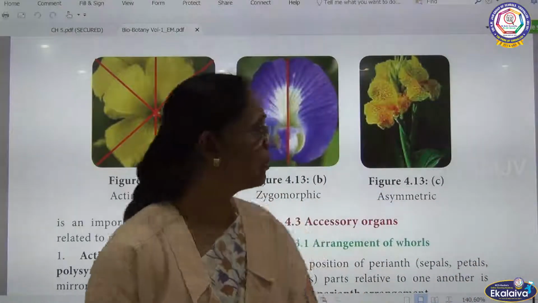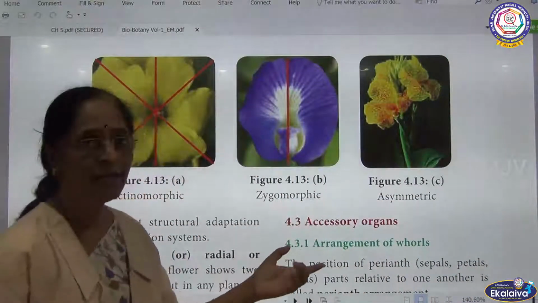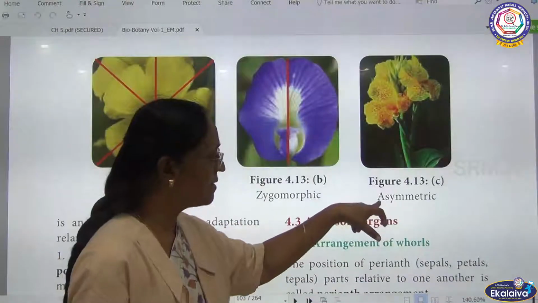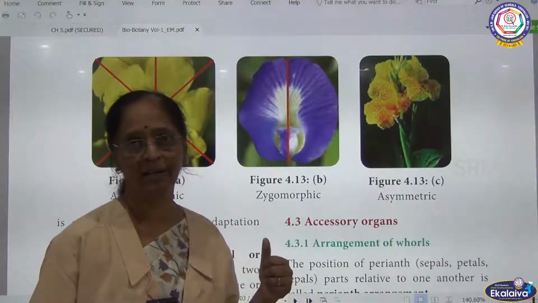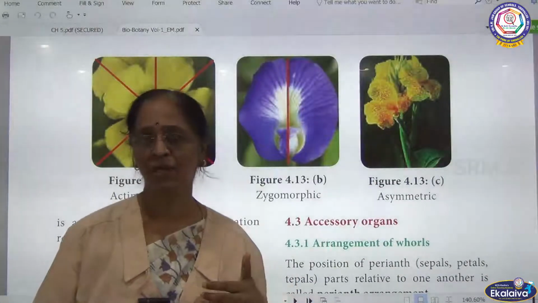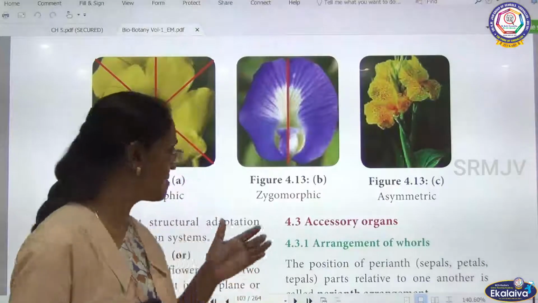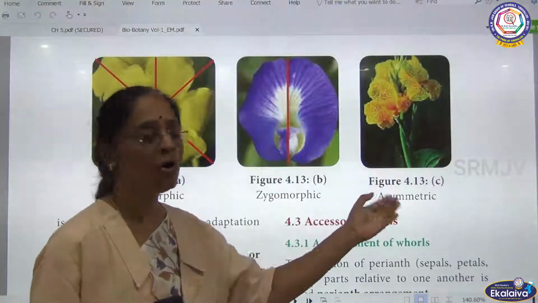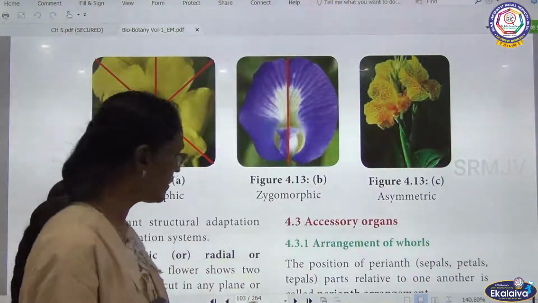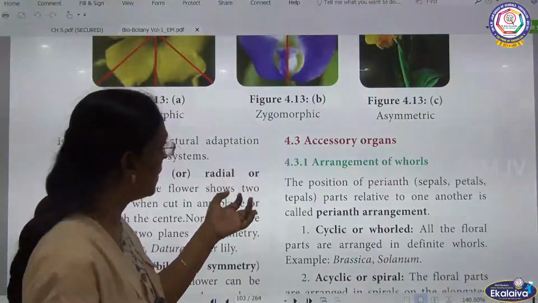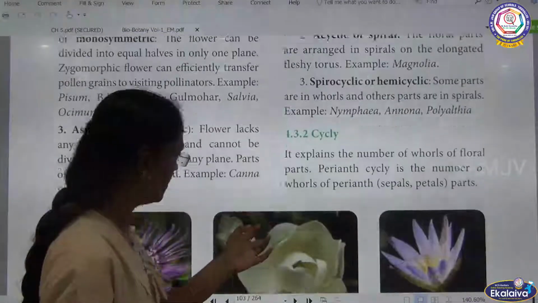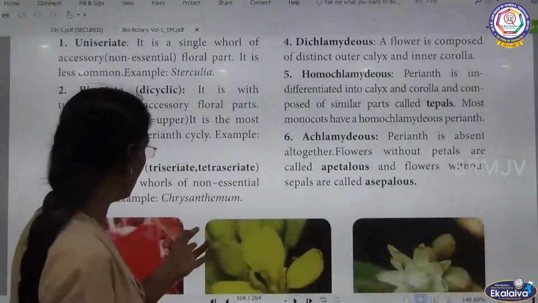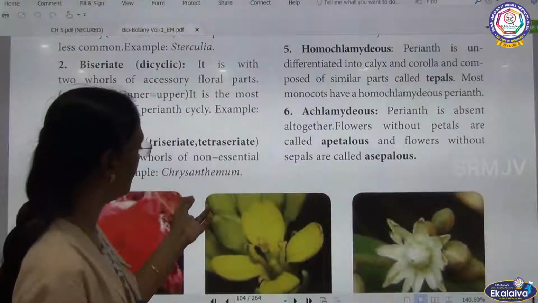If you are not able to cut the flower into two equal halves in any plane, then you call it asymmetric. So, with this symmetry, we can study flowers as actinomorphic, zygomorphic or asymmetric. Now, when you talk about the arrangements, you can find that the arrangements may be whorled or spiral, but we will look into the other part here.